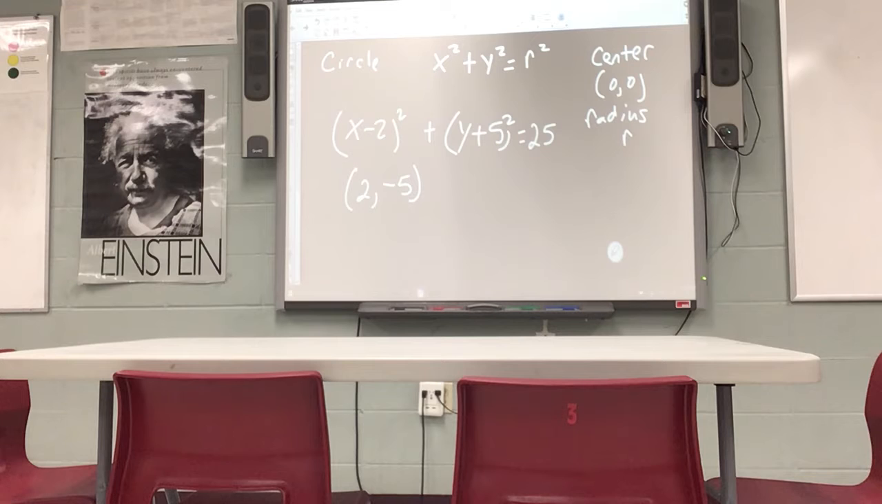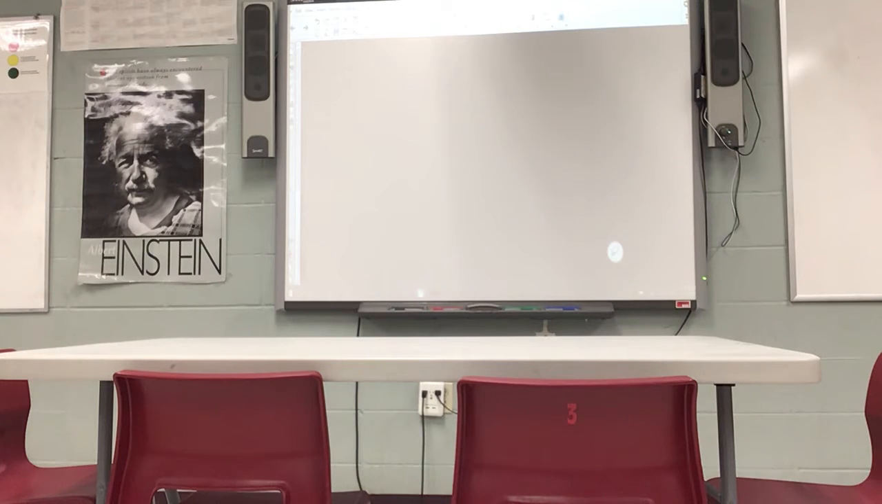If 25 equals r squared, what would your radius be? 5. Very good. Let me clear that off and we'll just start on the worksheet. On number 1, it gives you (x plus 3) squared plus y squared is equal to 21. It wants the center and the radius.